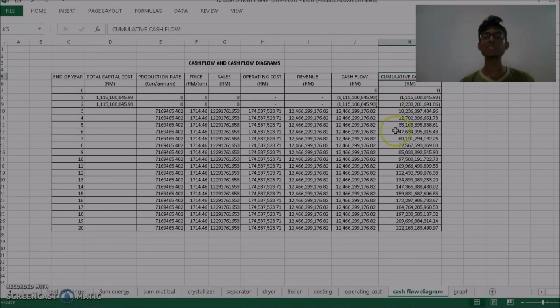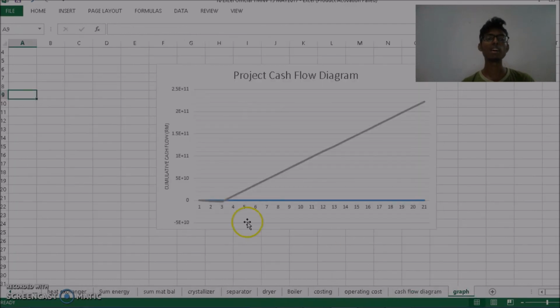So for this cumulative cash flow, we can plot it in a graph, so it's easy for us to see it. So this is the graph, the project cash flow diagram. This is the cumulative cash flow, and this is the end of year. So for the first 2 years, we are at a loss. That's why the graph is going downwards. But at the end of the third year, we already achieved our profit.